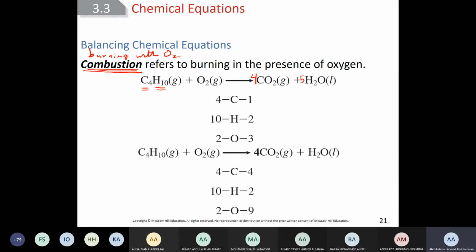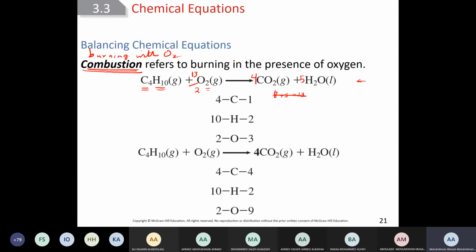How many oxygen do I have on this side now? 13, which is 8 plus 5. And on this side, only 2. So what I'm going to do is multiply this by 13 over 2. If I multiply 13 over 2 by 2, what is the answer going to be? It's going to be 13. So is this balanced now? Yes, it is balanced.